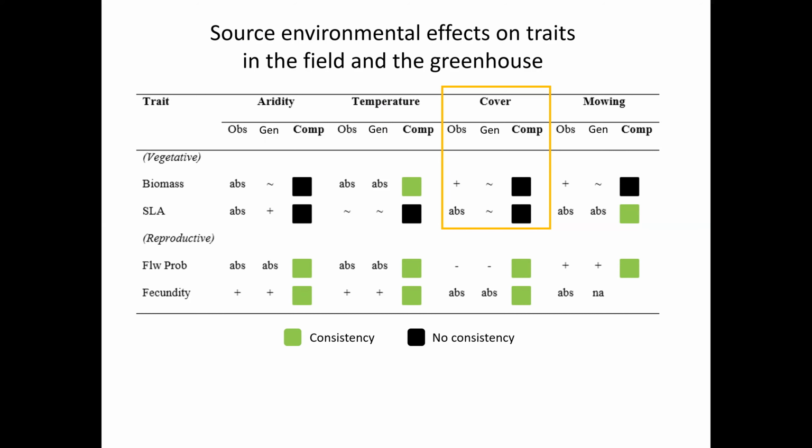And there is an absence of effect of cover on SLA in observational patterns, and a lack of clear effect when looking at the genetic pattern. Okay, in the comparison column, we show a green square when there is consistency in the presence and direction of effects between observational and genetic patterns, and a black square when there is no consistency.